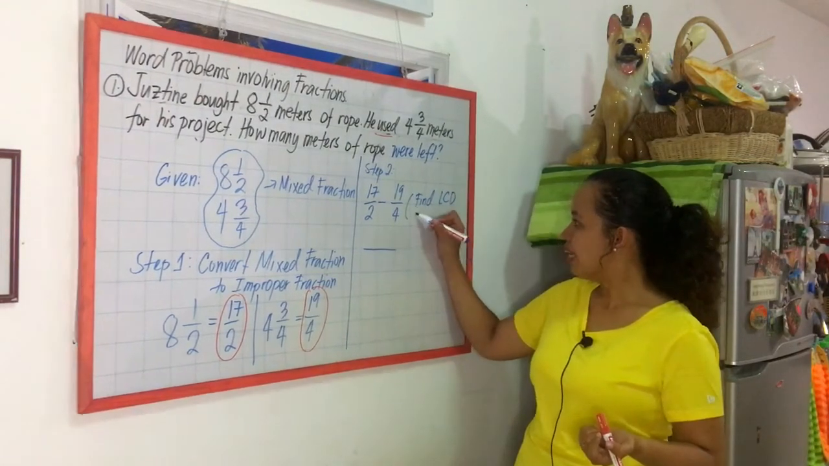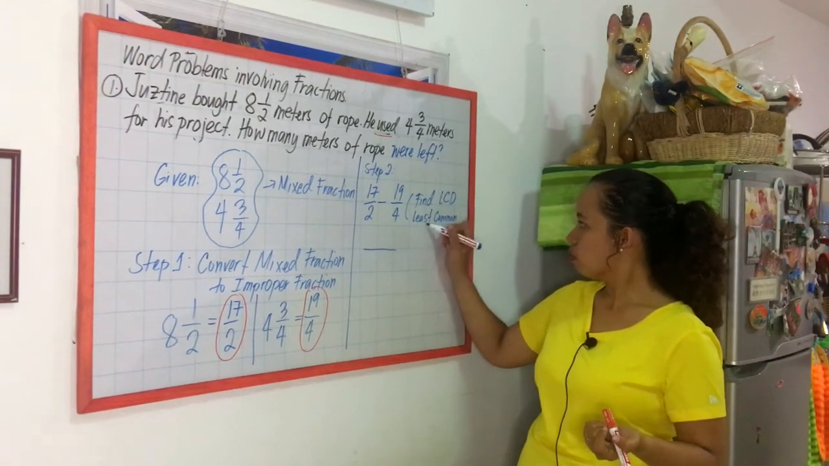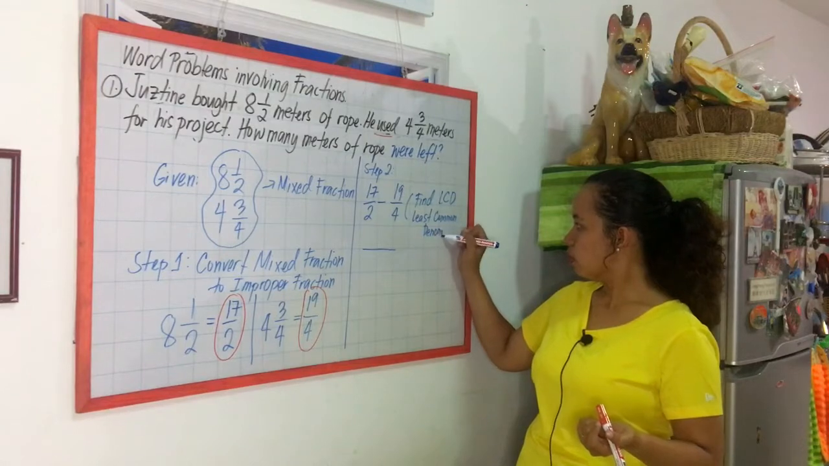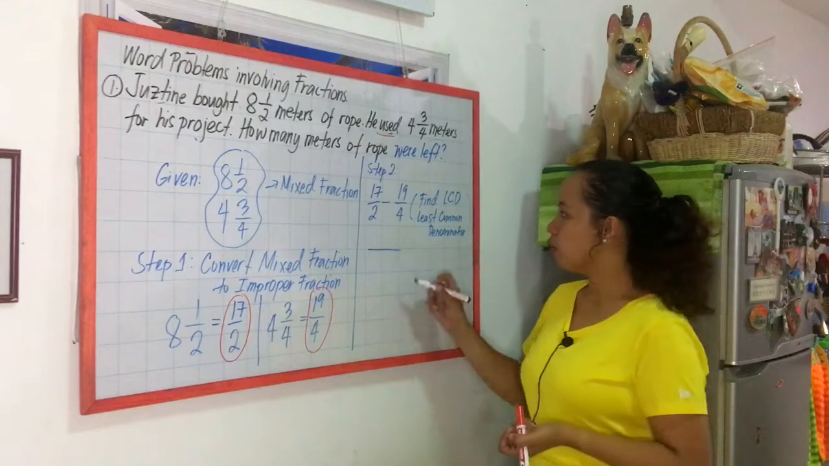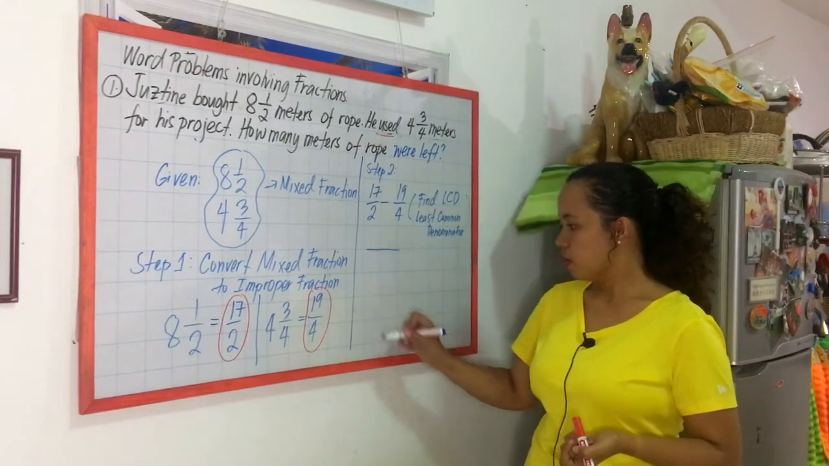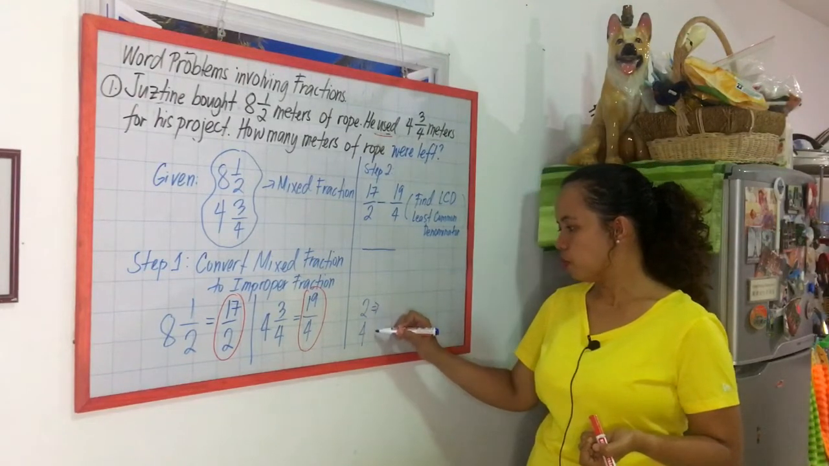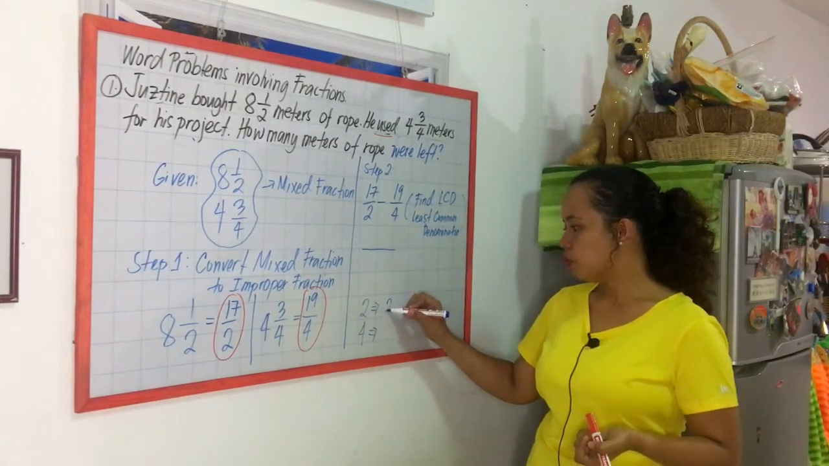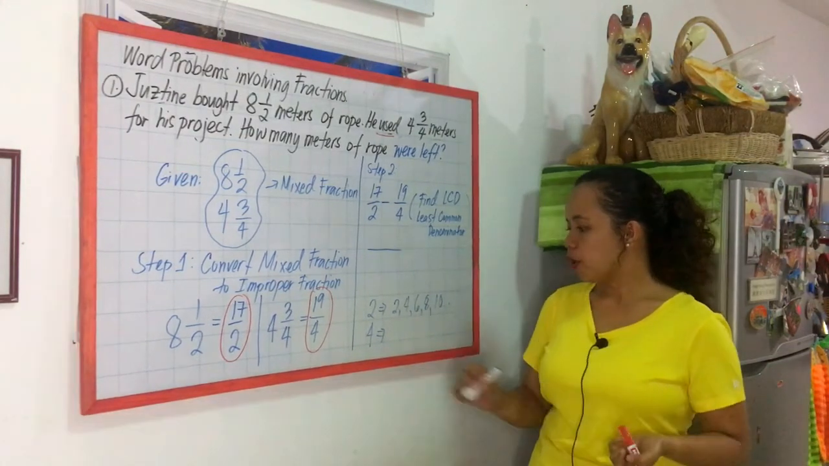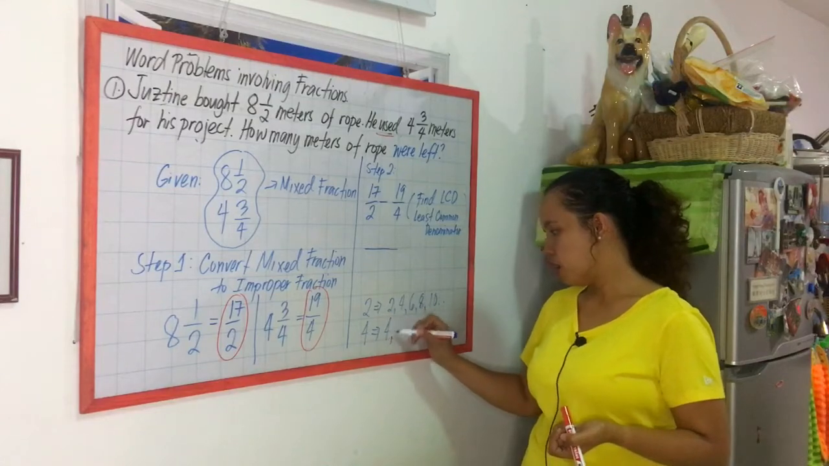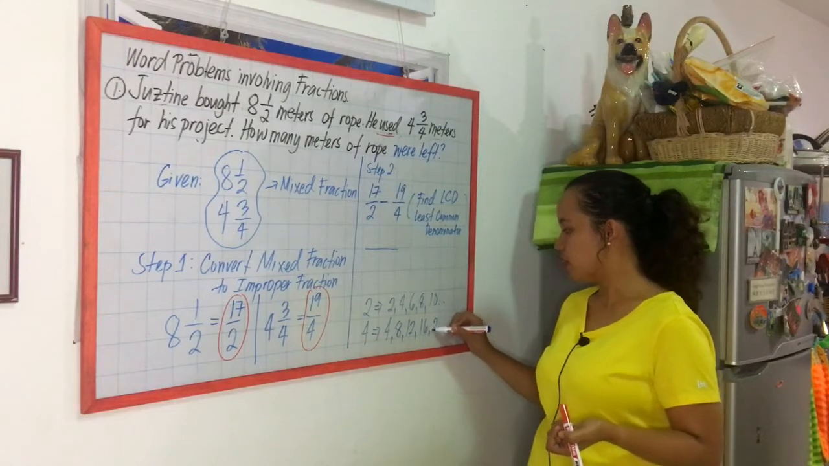LCD or least common denominator. How to find the common denominator? If we list down 2 and 4, hanapin natin yung multiples. So, ano ang mga multiples ng 2 and 4? For 2, we have 2, 4, 6, 8, 10, and so on. For 4, we will start with 4: 4, 8, 12, 16, and 20.